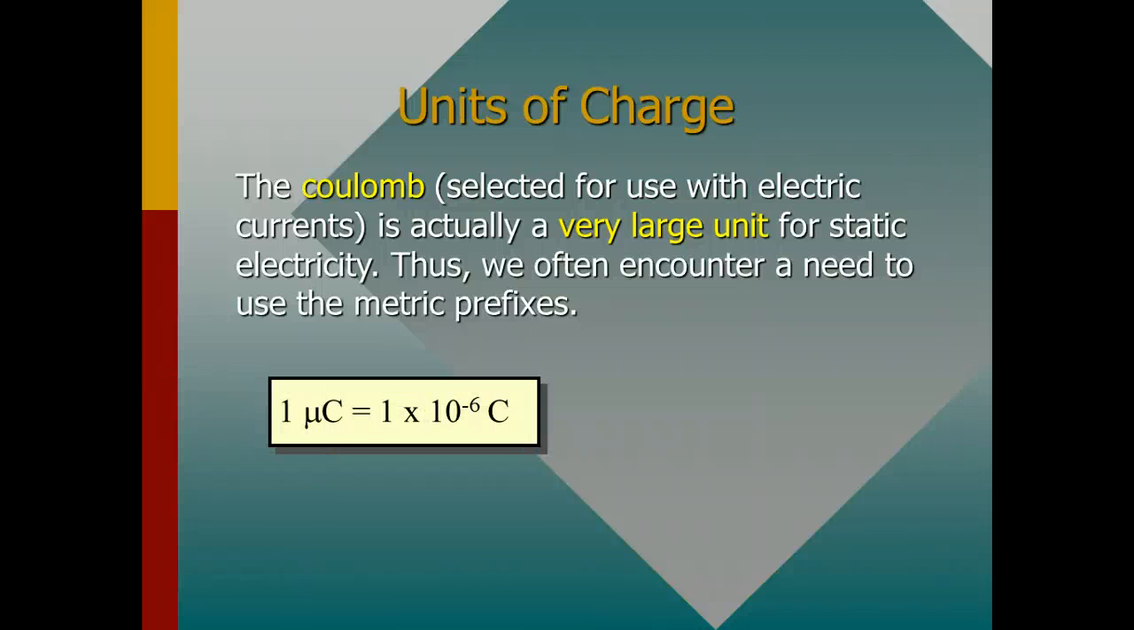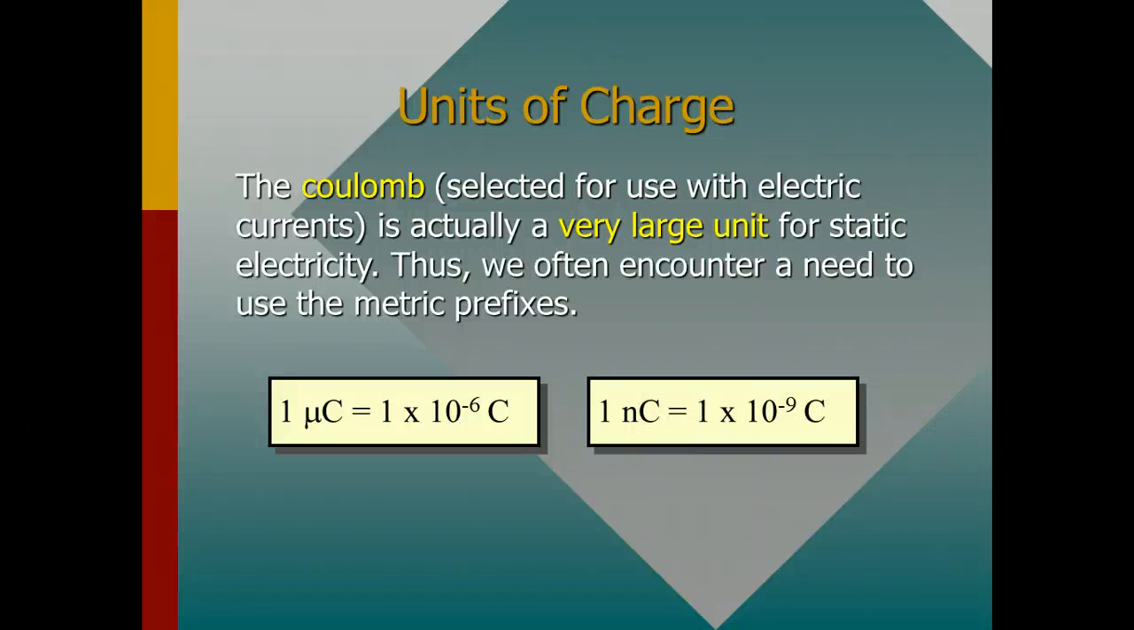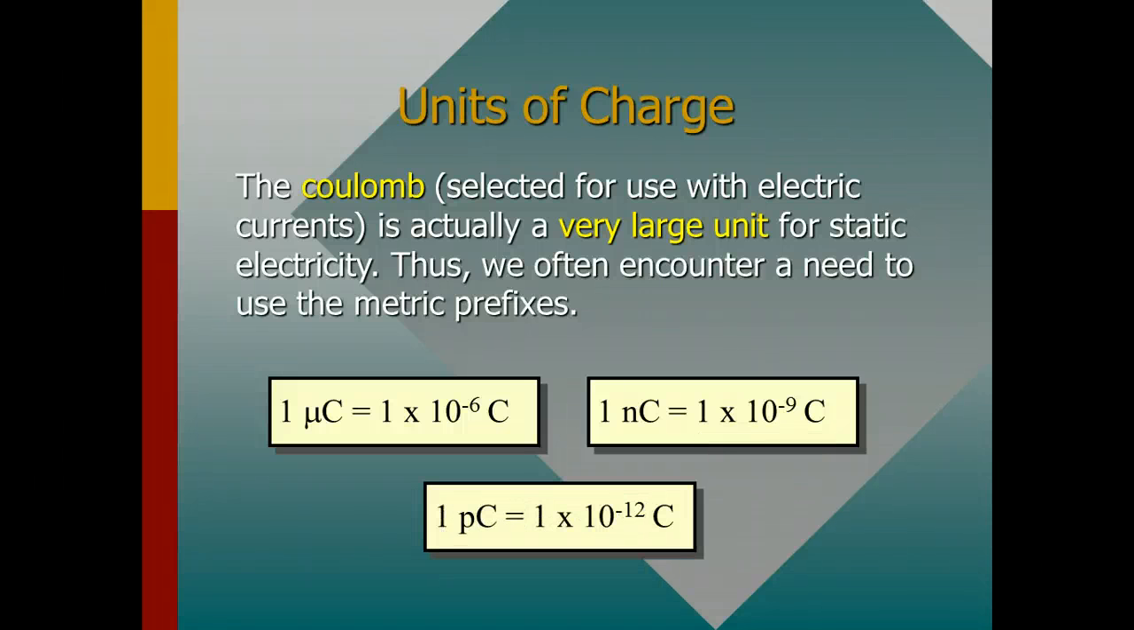So we have the microcoulomb, which is 1 times 10 to the negative 6th coulombs. Micro is 10 to the negative 6th. We have the nanocoulomb, which is 1 times 10 to the negative 9th coulombs. And we have the picocoulomb, which is 1 times 10 to the negative 12th coulombs. These are often used units for electricity. Microcoulomb is typically the most used unit for electricity. We will almost exclusively use microcoulomb for our units when we talk about the amount of charge on an object.